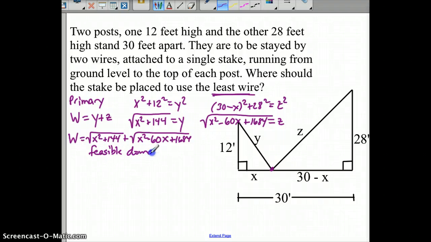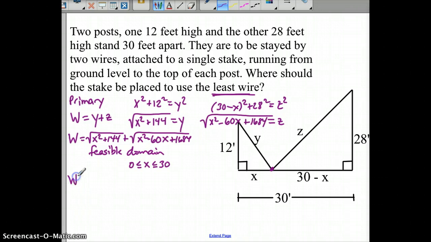What numbers would make sense for x? Well, the closest x could be to the 12-foot pole is right next to it, so that would be a 0. The farthest x could be from the 12-foot pole would be 30 feet. So there's my feasible domain. I have a closed interval, so I'm going to be checking y values.